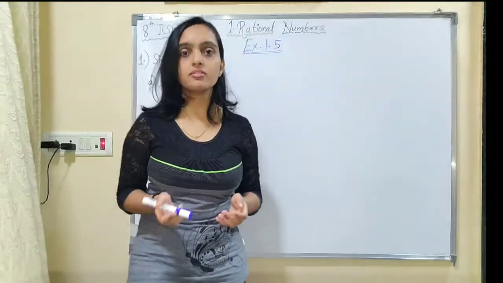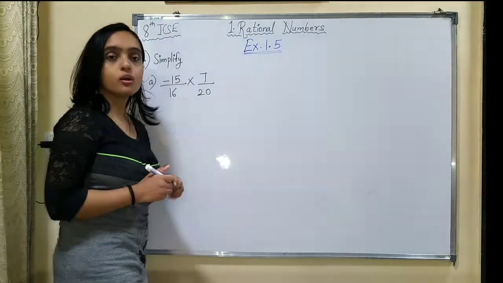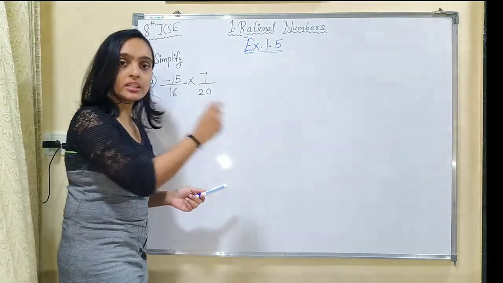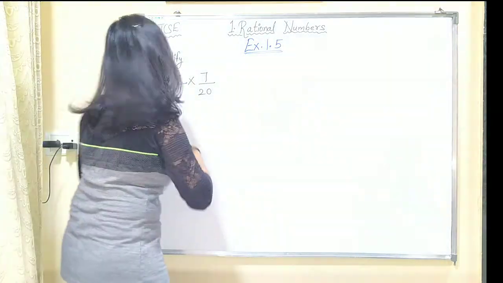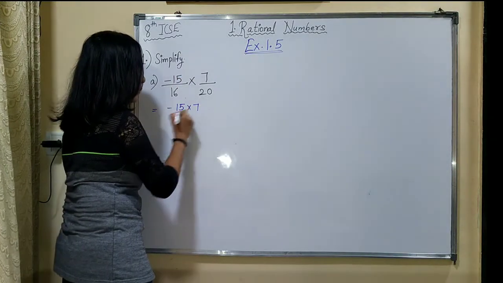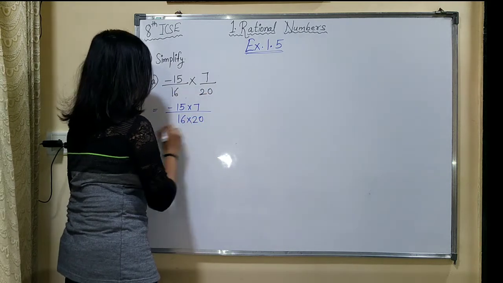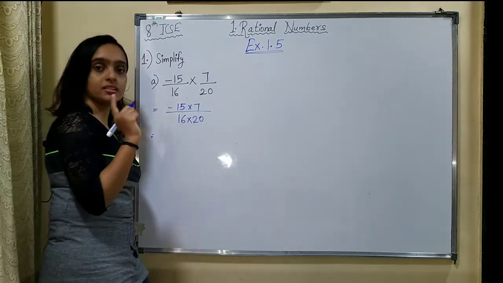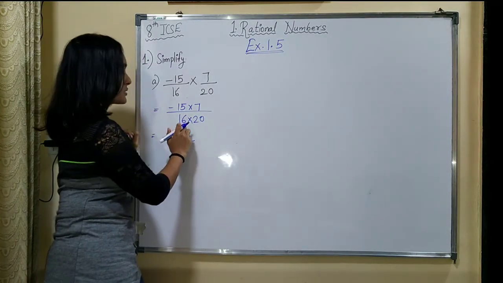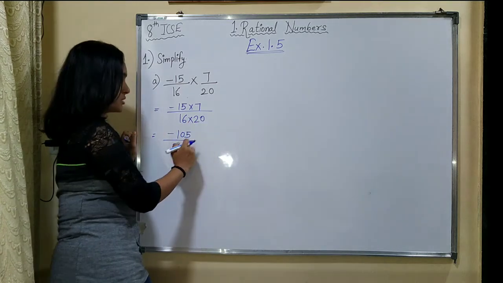Exercise 1.5. The first question is simplify, and there are two rational numbers given, so we have to multiply them. We will multiply numerator by numerator and denominator by denominator. So minus 15 multiplied by 7 upon 16 multiplied by 20. So 15 7s are 105, so minus 105 upon 16 20s are 320.